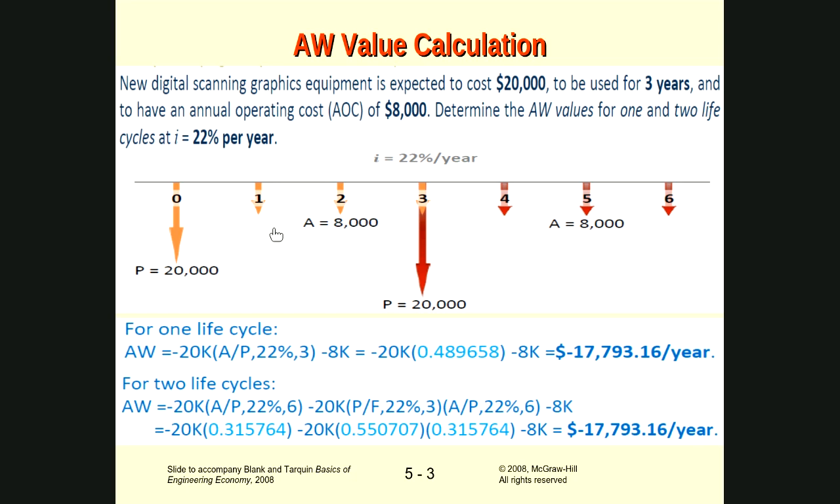But any value that is not annual needs to be converted to an annual. The chapter name is annual worth, so any value in the cash flow has to be in an annual format. If it was not, it has to be converted. And how we convert it, refer to chapter 2: how we convert values from present to annual or from future to annual.